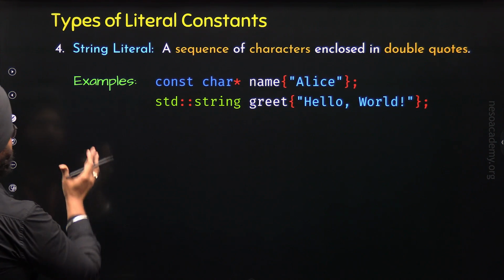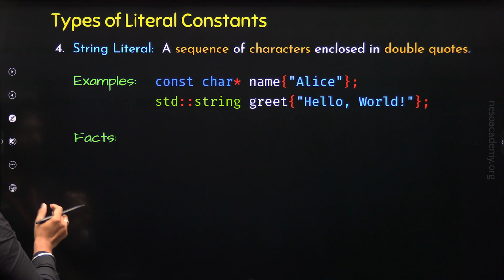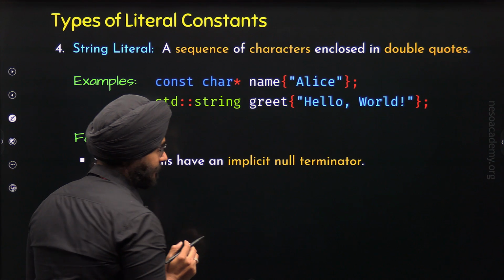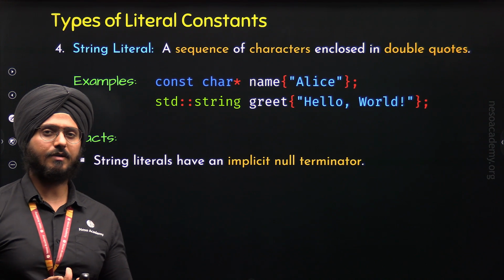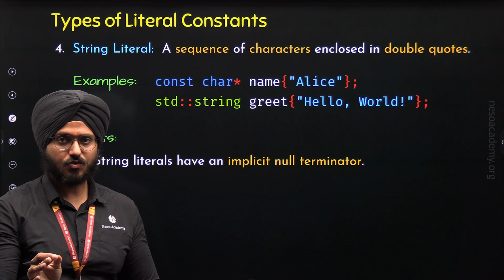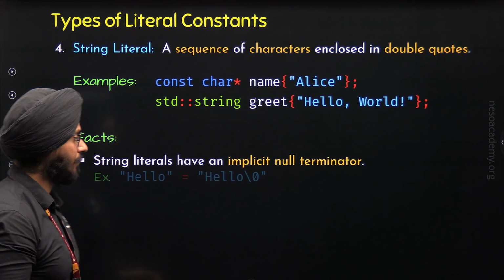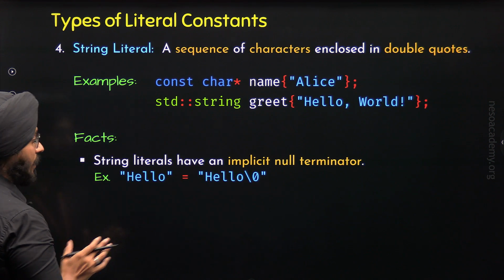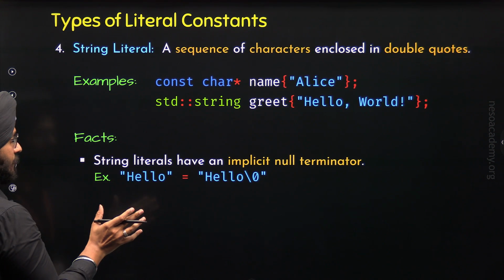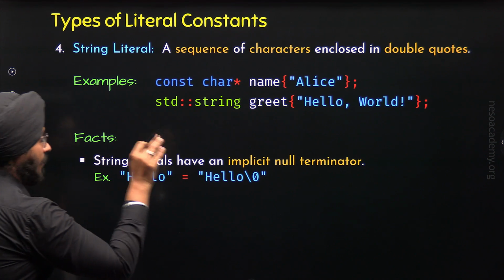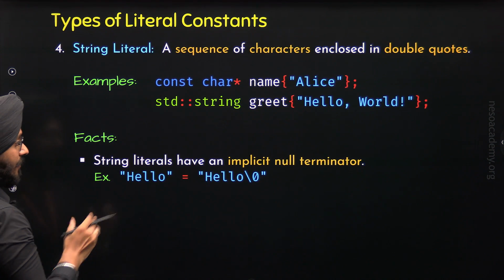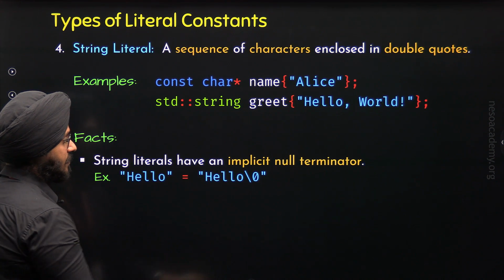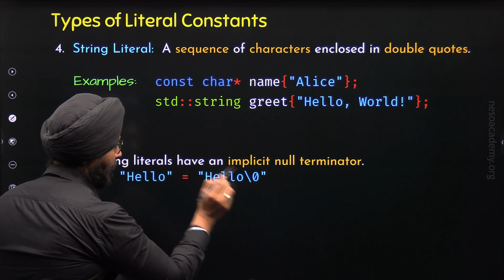Now let's see some facts associated with string literals. The first fact is string literals have an implicit null terminator. It is important to understand that every string literal ends with a null terminator. For example, "hello" is the same as "hello\0". We can say this because every string literal implicitly has a null terminator at the end. The null terminator is represented by \0. This tells us that the string ends here.